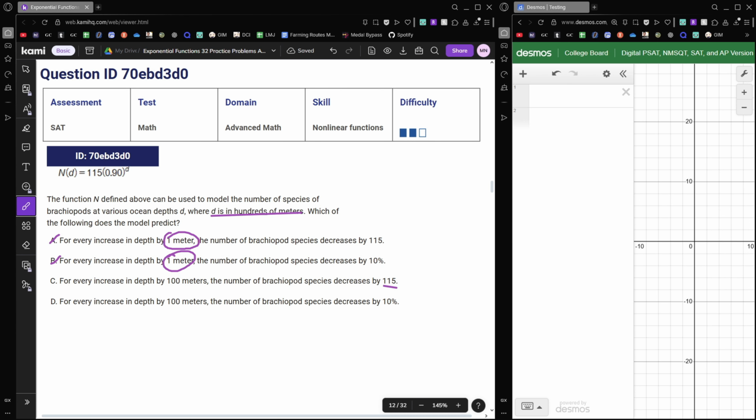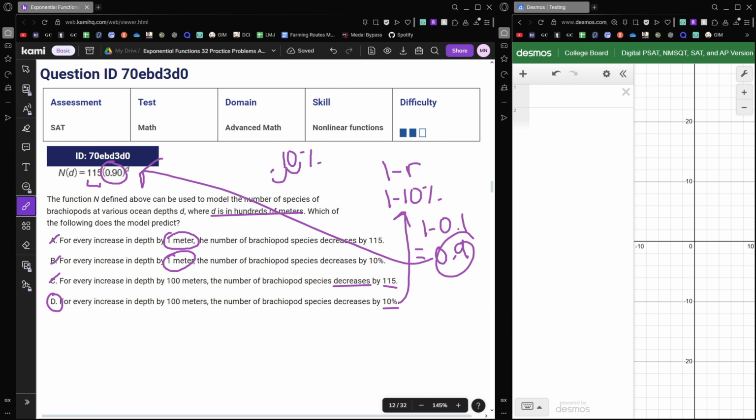Well, we know 115 is the first number, which means that's the initial amount. It's not the amount that it's decreasing by. So C won't be our answer either, which means D has to be our answer, but let's go ahead and read it. For every increase in depth by 100 meters, the number of brachiopod species decreases by 10%. Now you should remember that to get the number inside the parentheses, you'll do 1 minus r, where r is the percent. So here they say it's 10%, and let's plug that in, 1 minus 10%. Then to convert a percent to a decimal, you would move the decimal place 2 times to the left, so you would do 1 minus 0.1, which is equal to 0.9, and that does match up, so D would make sense.